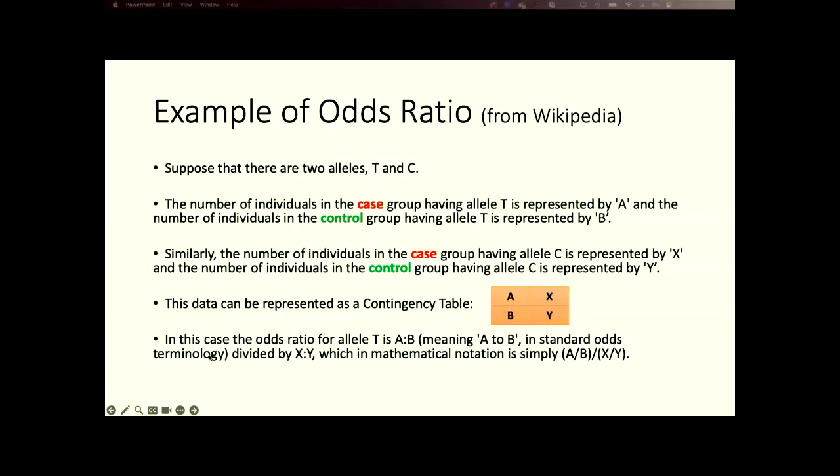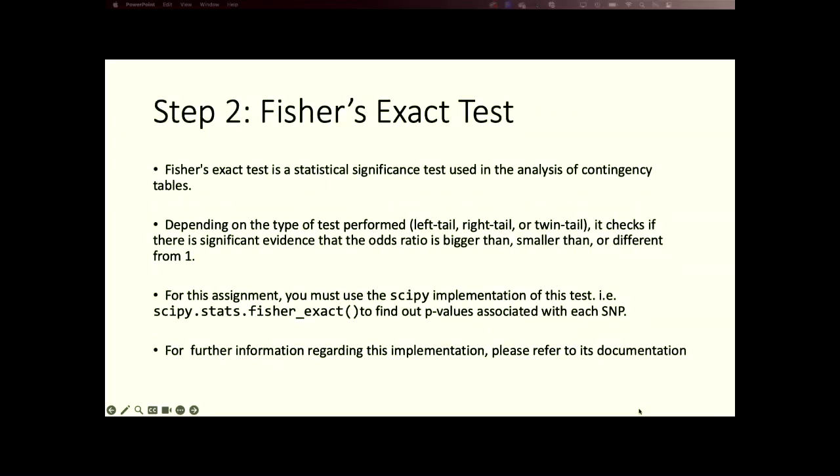And then, in this case, the odds ratio for allele T is A given B, meaning A to B, divided by X to Y, which in mathematical notation is A divided by B divided by X divided by Y. And so we calculate that for every SNP. In the real world, this is millions or hundreds of millions.